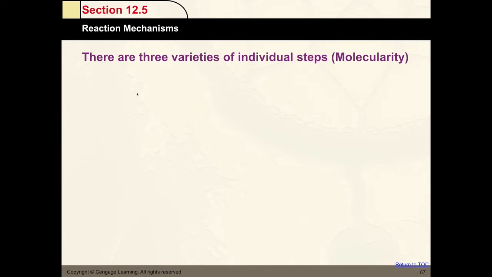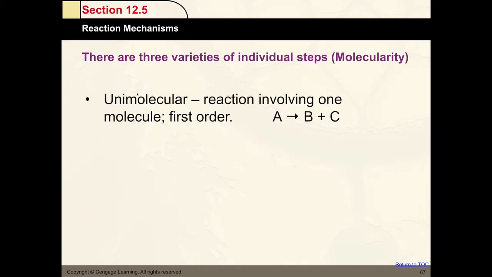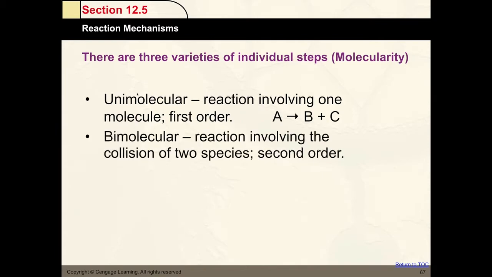So there are 3 varieties of individual steps, or molecularity, of reaction mechanisms. The first one we can look at is called unimolecular. This reaction involves 1 molecule. We call this first order. That's not going to make any sense to you yet, so don't panic. But this is like a decomposition reaction, if you remember types of reactions from last year. A bimolecular reaction involves the collisions of 2 species. They call that second order.